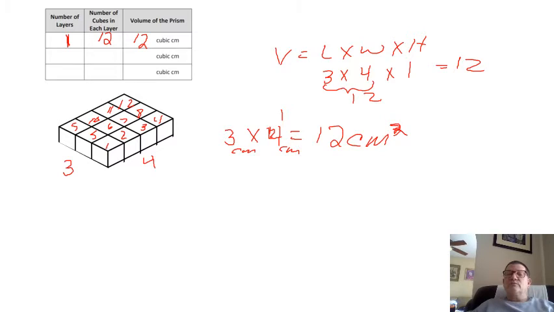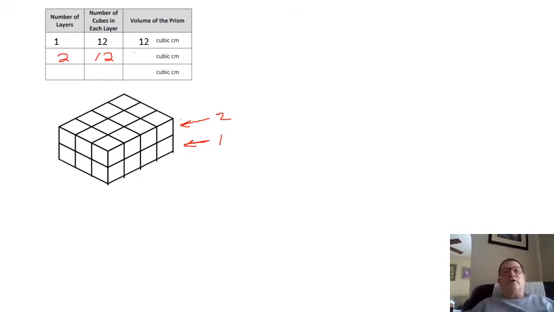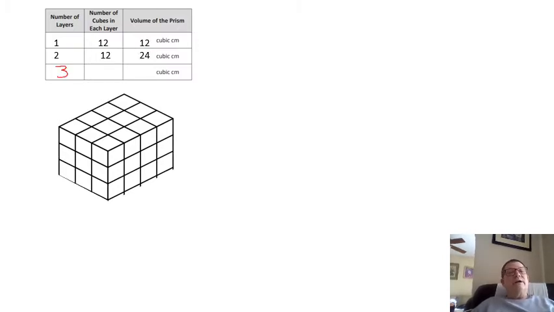Now what happens if we put another layer on? Well, let's try. You can see we have one layer here, and a second layer here. So we have 2 layers. Each layer still contains 12 cubes, so 2 times 12 gives us 24 centimeters cubed. What about another layer? What if we were to add a third layer in there? Each layer still has 12 cubes, so the total volume would be 36 centimeters cubed.